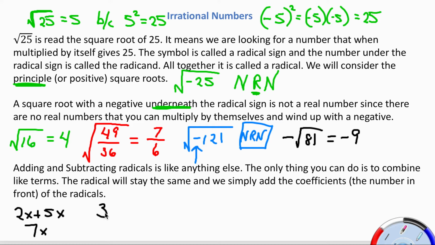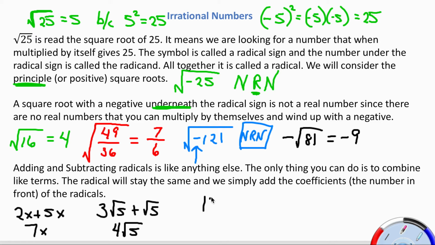Same thing with radicals. If you had 3 square roots of 5 plus 1 square root of 5, right? I don't really know what a square root of 5 is. I mean, I know it's 2 point dot dot dot some number. So they might as well be an x. 3 of them plus 1 more, well, that gives me 4 of those square root of 5 things, whatever they are. Notice the radical part didn't change. Just like over here, the x part didn't change. I'm just saying how many of them I have.